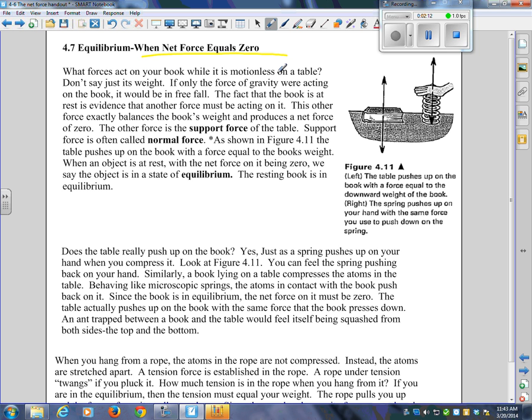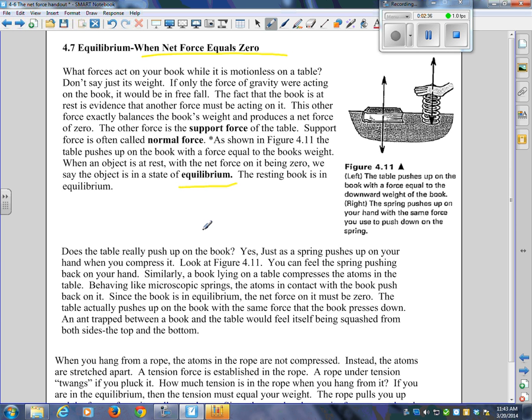The other force is the support force of the table. Support force is often called the normal force, and again, that's a review from grade 11. As shown in figure 4.11, the table pushes up on the book with a force equal to the book's weight. When an object is at rest, with the net force on it being 0, we say the object is in a state of equilibrium. The resting book is in equilibrium.